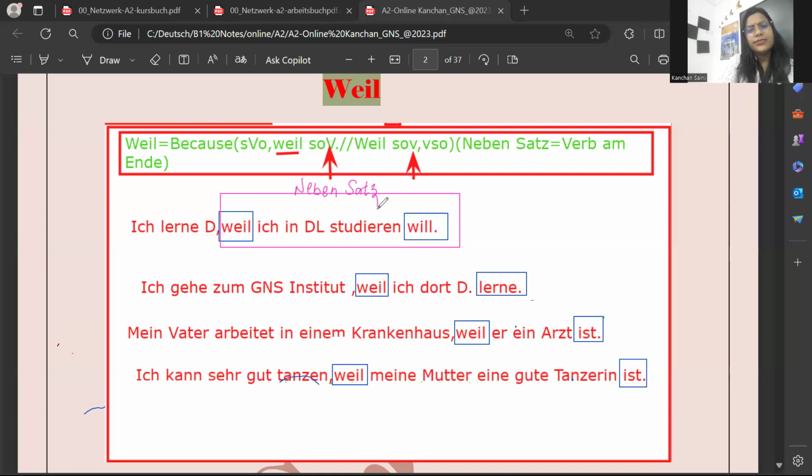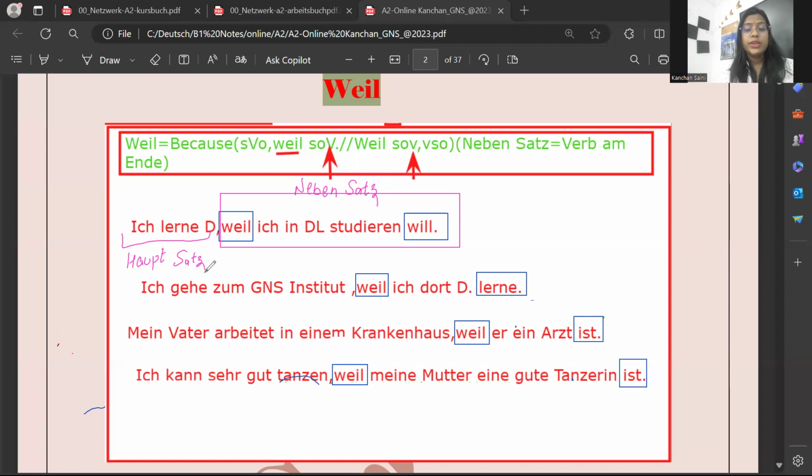And when the verb is at first place or second place, that is called Hauptsatz. Yeah, verb at first place or second place, Hauptsatz. But verb at last place, connector is also there, Nebensatz. Here, the Nebensatz we have written after the comma.